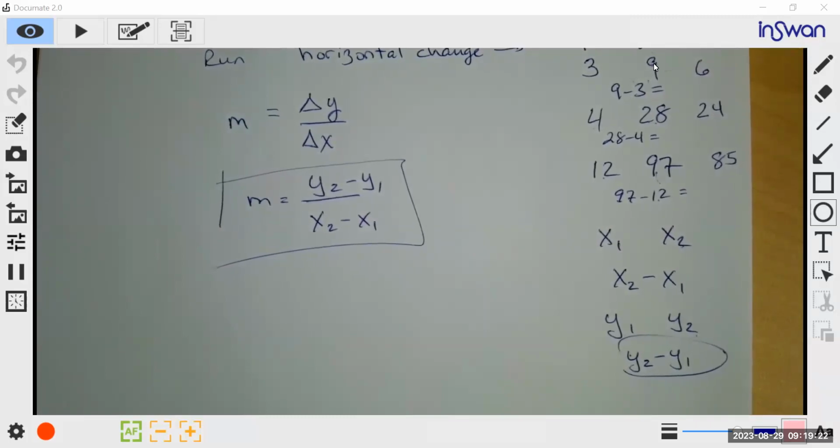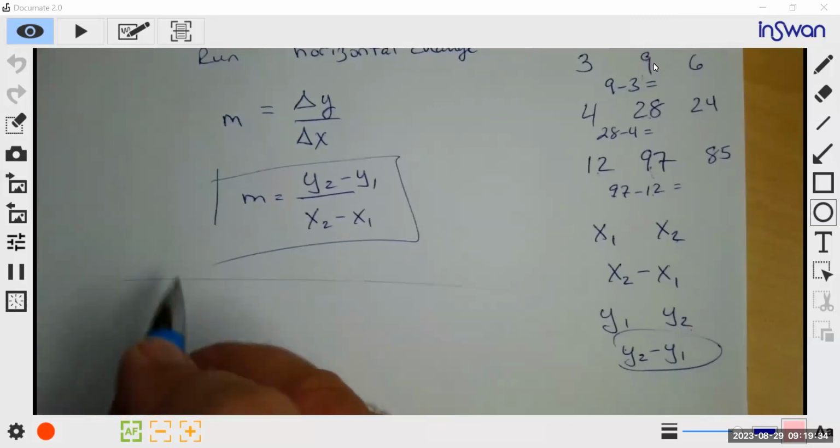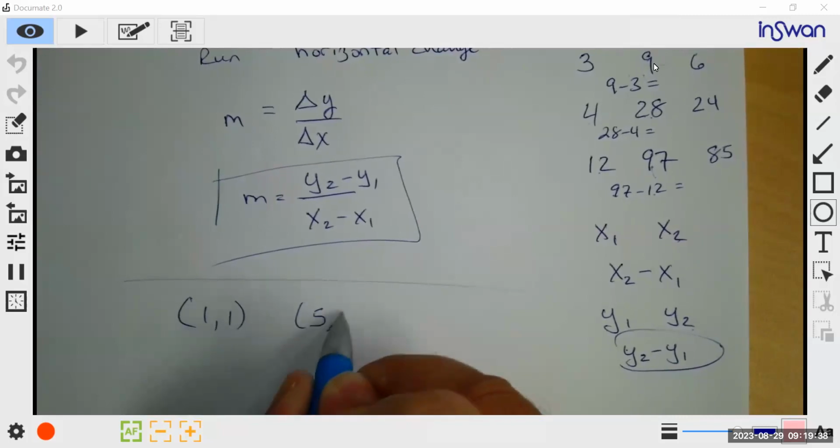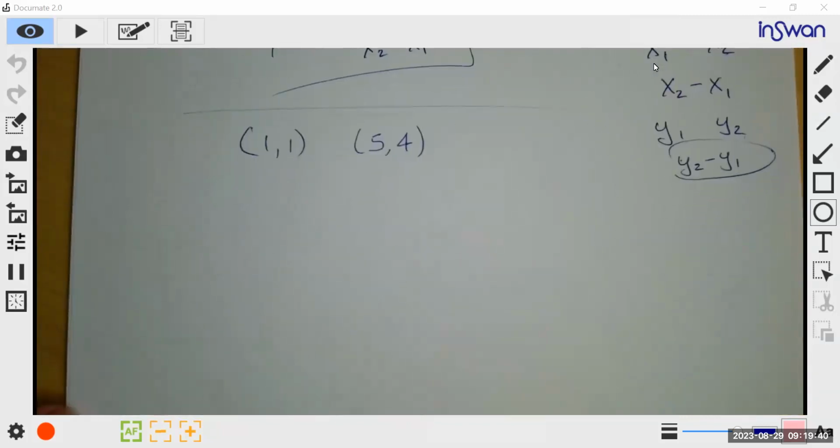Oh well. And that's it for today. Or do you want to do an example? Let's do one example real quick. We have 1 minute. So let's look at our 2 points. We have 1, 1 and 5, 4. What's the slope between those 2 points?